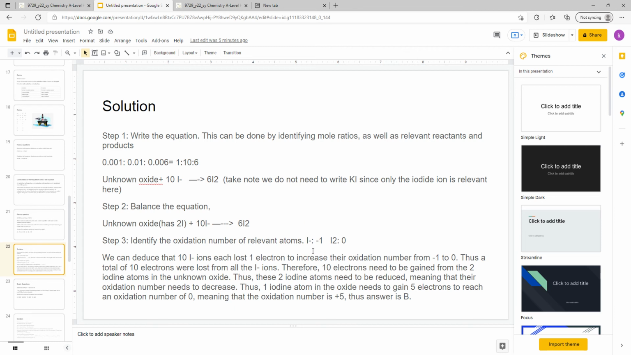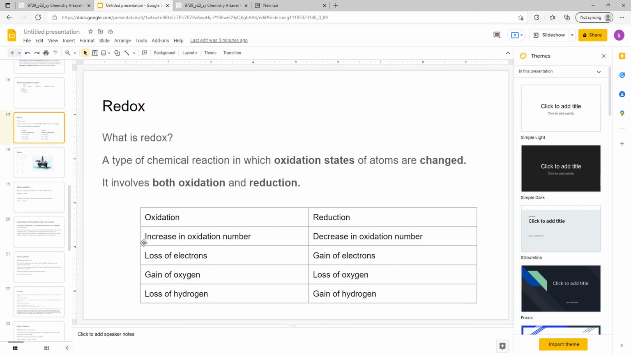So we can observe that the iodine with an oxidation number of -1 eventually became iodine with an oxidation number of 0, right? So we can deduce that 10 I minus ions each lost 1 electron to increase their oxidation number from -1 to 0. Going back, since there is an increase in oxidation number, that means that they were oxidized, and thus they lost electrons.